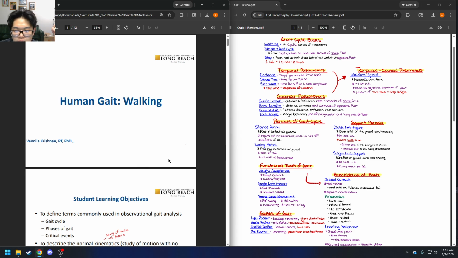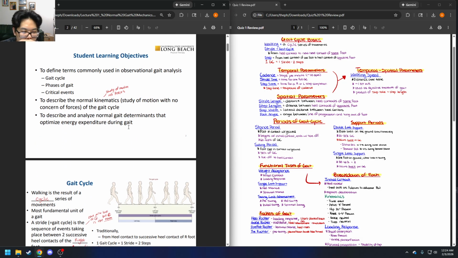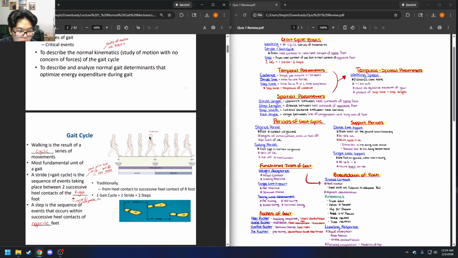This is going to be me quickly going over understanding the foundations of the gait cycle before we move on to ground reaction forces and further, just understanding the gait cycle as a whole.